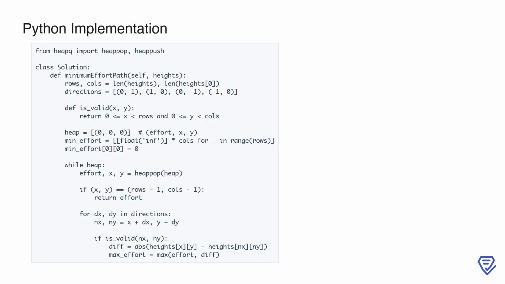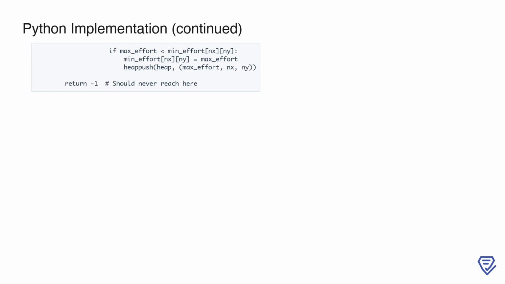Next, we iterate over all 4 possible directions to explore the neighboring cells. For each neighbor, we calculate the absolute difference in heights between the current cell and the neighbor, which represents the effort required to move between them. We also compute the maximum effort encountered so far along this path using the max function. If this computed max_effort is less than the current recorded effort for the neighboring cell in the min_effort grid, we update the min_effort value for that cell to the new max_effort. This ensures that we are always storing the minimum effort required to reach each cell.